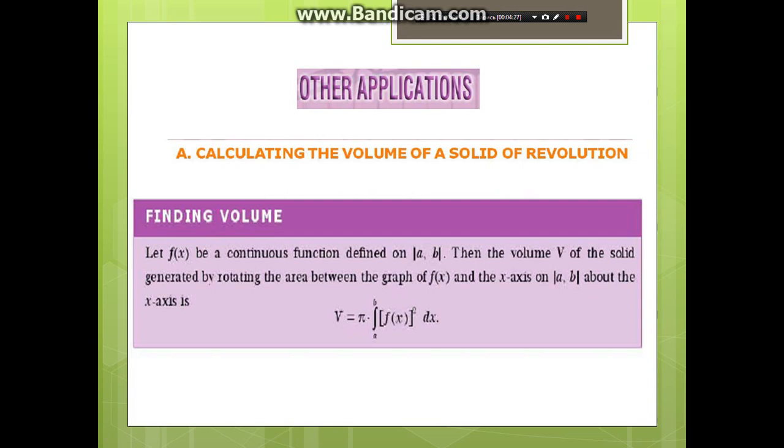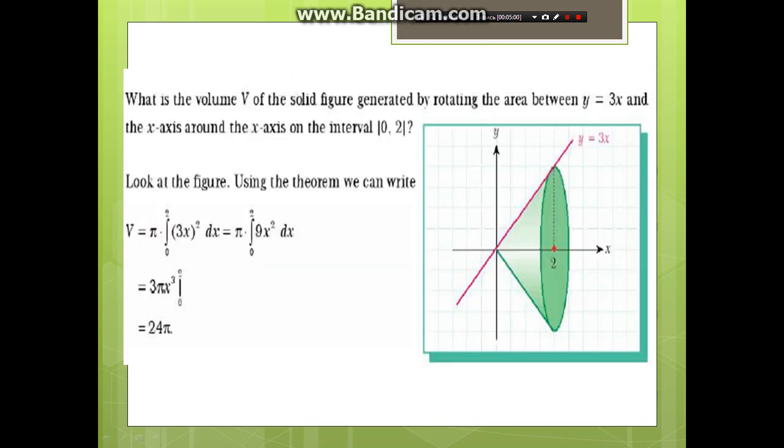Other applications: calculating the volume of a solid of revolution. Finding volume: let the function be a continuous function defined on from a to b, then the volume of the solid generated by rotating the area between the graph of the function and the x-axis on from a to b about the x-axis is volume equals pi integral from a to b of f squared dx.